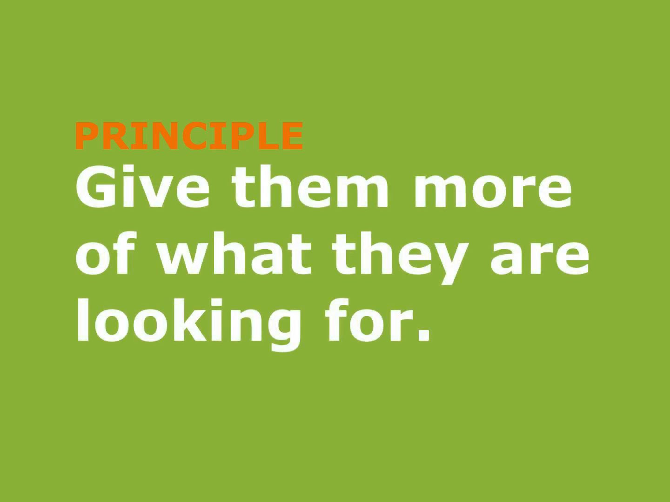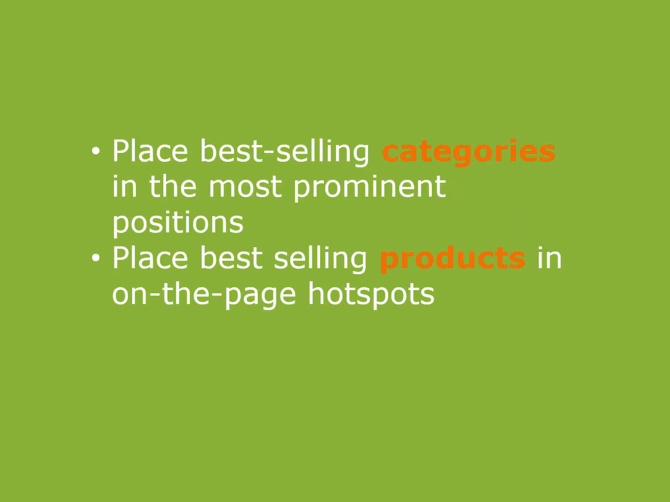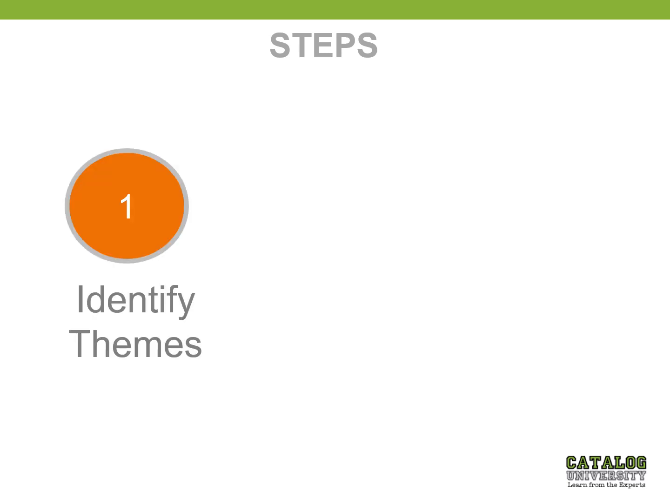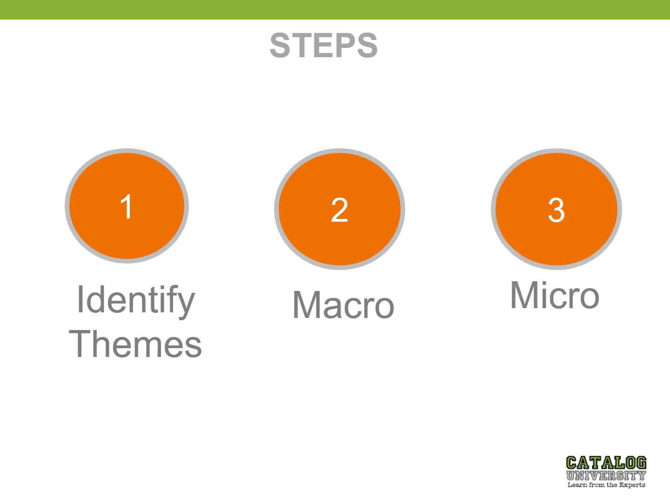The basic principle behind catalog pagination is give them more of what they're looking for. How do we do that? By placing the best-selling categories in the most prominent positions throughout the book, and then by placing best-selling products in on-the-page hotspots. The steps to catalog pagination are first, identify themes, second, macro pagination, and third, micro pagination. Let's start with themes.